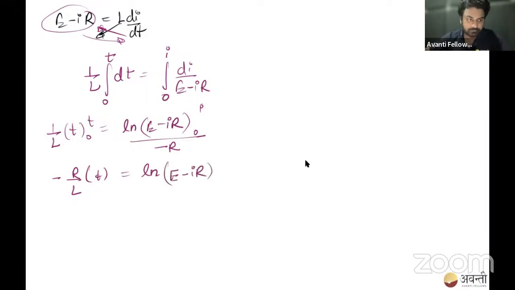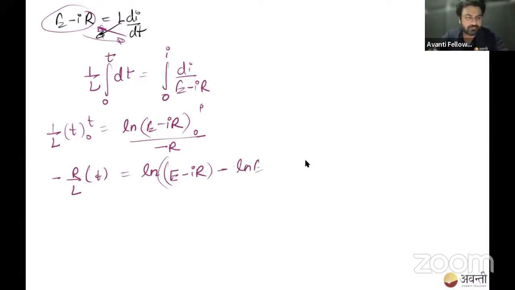Here also the limit is from 0 to I, so that I have put. So here what will be remaining? If I put I inside, it will be E minus IR. Then when I put 0 inside, it will be E minus 0, which is E. So that minus ln E I have put here, and it will be in terms of ln E.